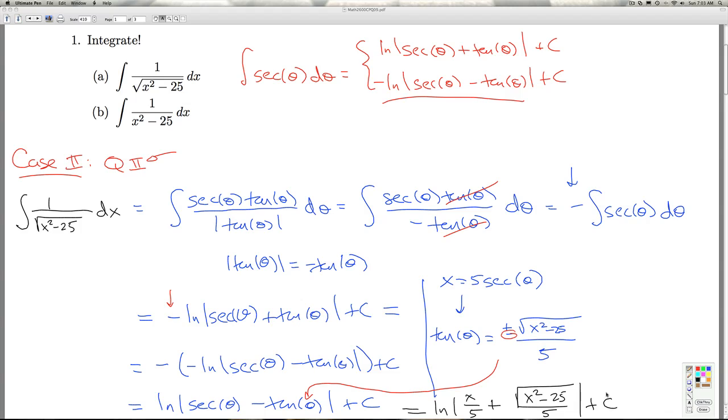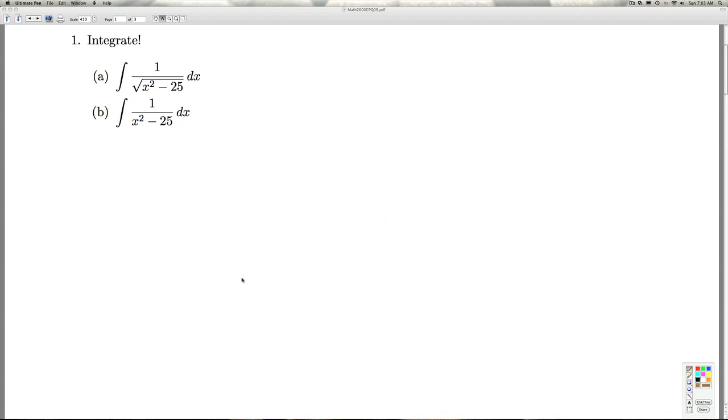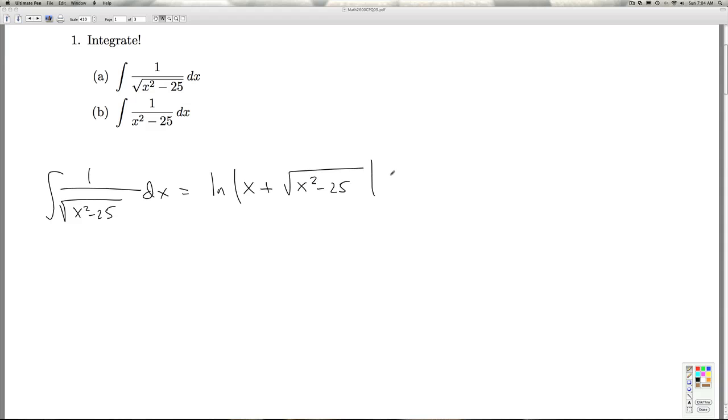So in quadrant 1 and in quadrant 2, I'm getting the same antiderivative. And so that means that our final answer can be combined into just one answer, the natural log of the absolute value, x plus the square root, x squared minus 25 plus c. So in this case, the two cases for the secant combined into one case. It doesn't always happen that way. And it wasn't obvious it was going to happen unless we do some identities. That'll do it for part A.